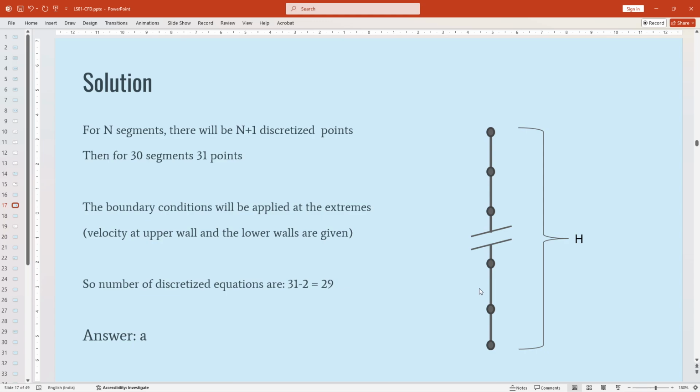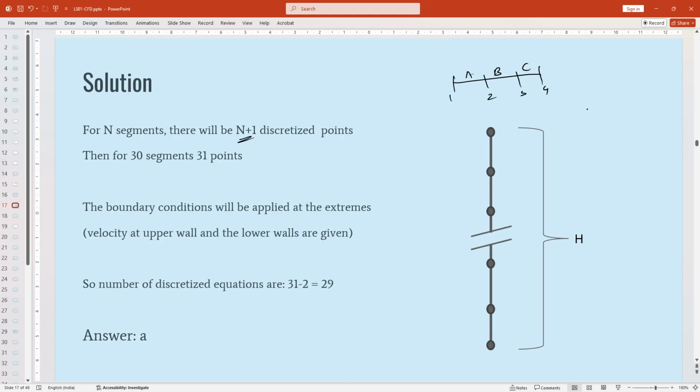So this is a single one-dimensional domain. When there are n segments, there will be n plus 1 discretized points. Because you can see, if you want to divide into 3 equal parts, there will be 4 points. So 1, 2, 3, 4, and this will be A, B, C. These will be the segments, and these will be the nodes or points.